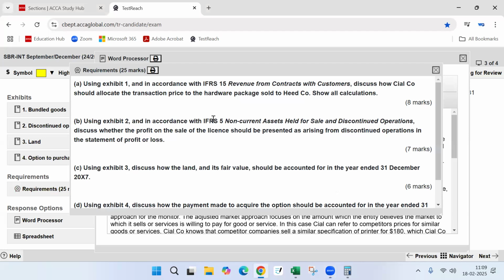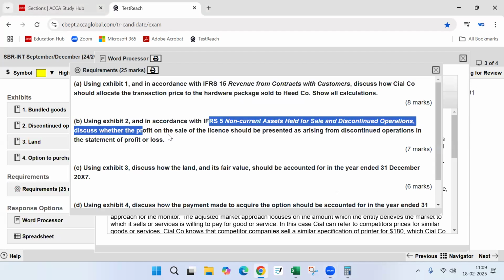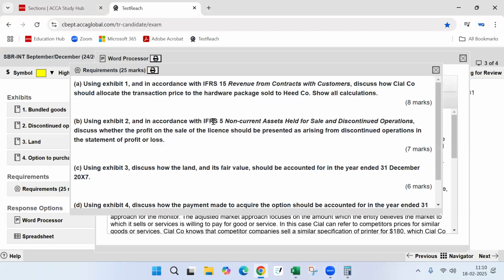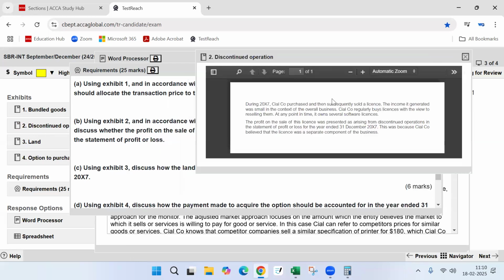Exhibit 2, I'm sorry. In accordance with IFRS 5, Non-current Assets Held for Sale and Discontinued Operations, discuss whether the profit on sale of license should be presented as arising from discontinued operations in profit or loss. So again, read the question. As per IFRS 5, discuss whether profit on sale of license should be presented as arising from discontinued operation in the statement of profit or loss. That's the question. So look at the requirement.